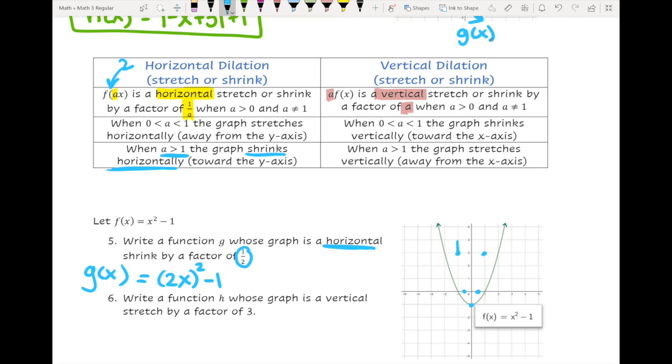And we can connect these. This is our g of x function. And this was a shrink. It's like it got condensed smaller horizontally.